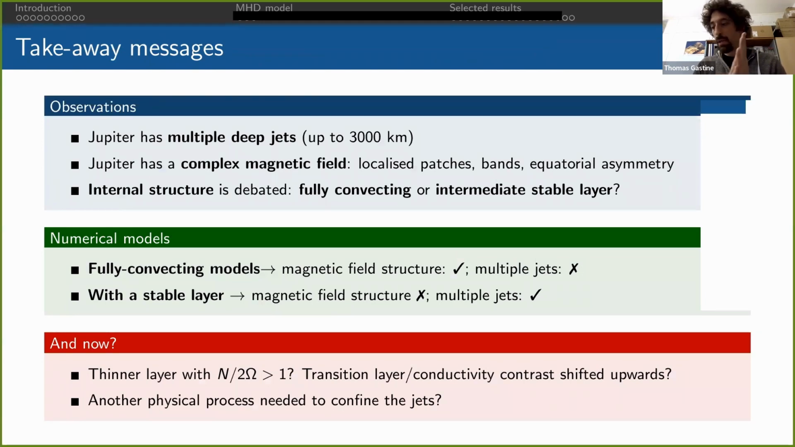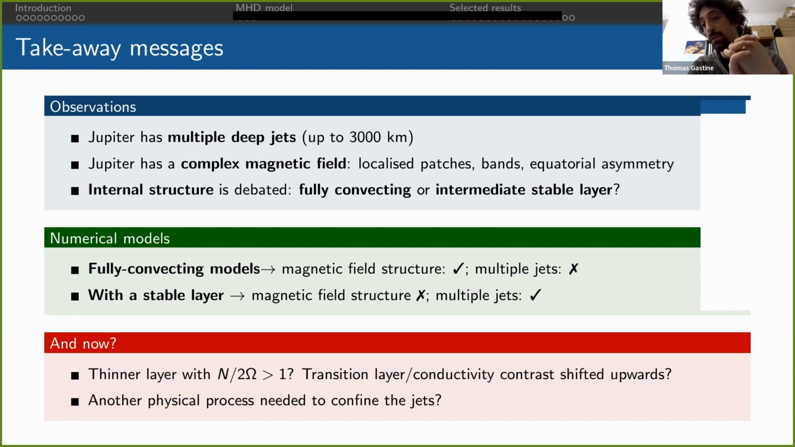Okay, so if I sum up, we observe multiple jets on Jupiter. They are deep, at least 3,000 kilometers. Jupiter has a complex field. We have a fairly good resolution nowadays because of the Juno mission. We observe localized flux concentration, patches, also bands or equatorial elongated structure at low latitudes. We have reasonable asymmetry between northern and southern hemisphere. And the internal structure is still debated.